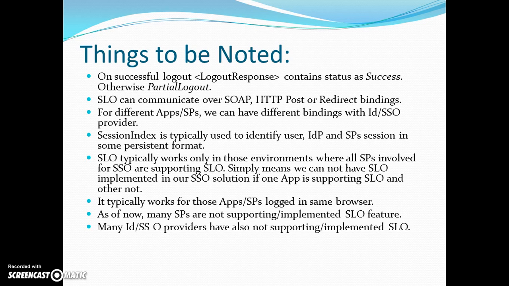For different apps or SPs, we can have different bindings with the IDP, the SSO provider. This implies that if I have a federation with four service providers, then these four service providers can have different bindings. For example, Yahoo may be using redirect SLO binding, and Gmail is using POST binding. The session index is typically used to identify the user's IDP and SP sessions, which we have discussed.